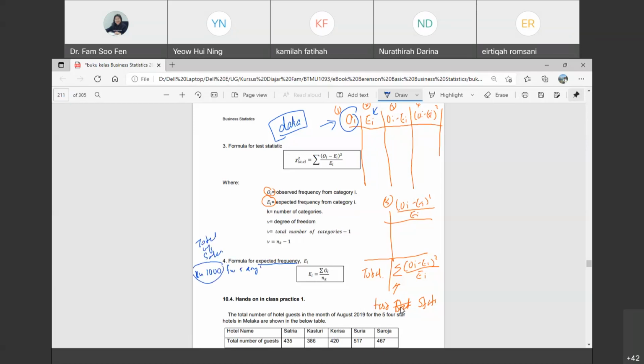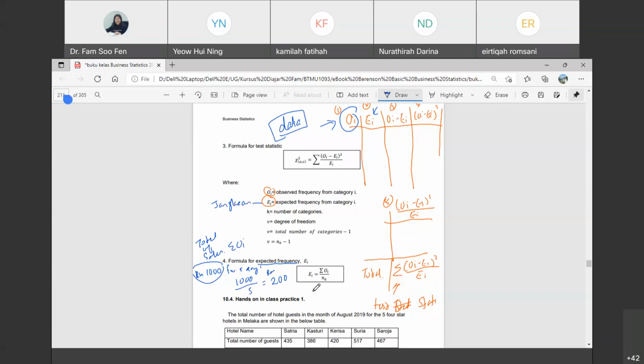Okay, total of sales, so it's 1,000. This is the total OI. Divided by how many days? 5. So your expected sales profit for 1 day is 200 ringgit Malaysia, for example. This is the expected, the jangkaan. Expected is the jangkaan.